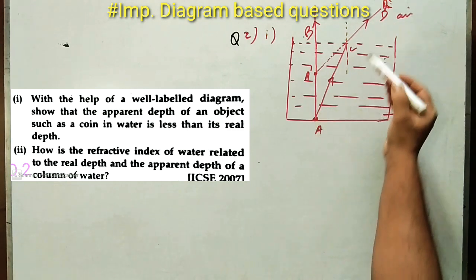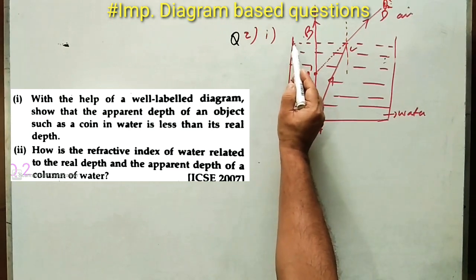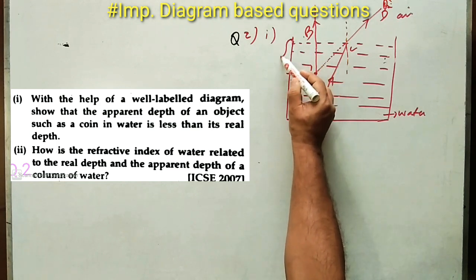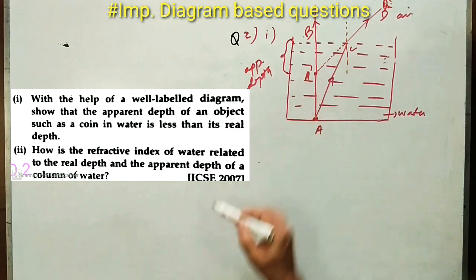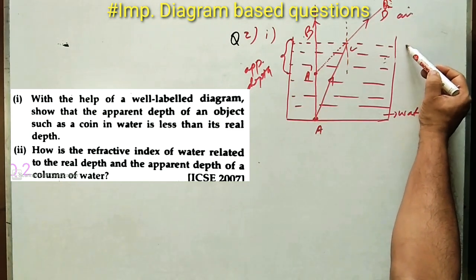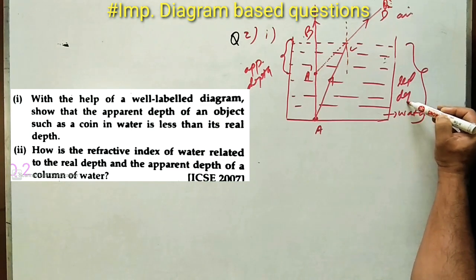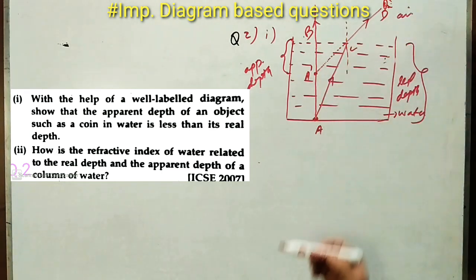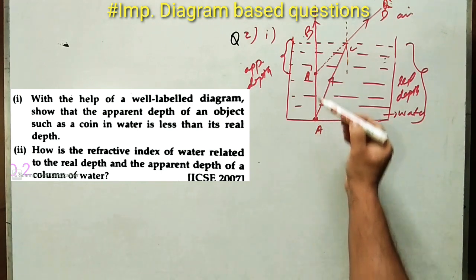All right. So this is the real depth, and what is the apparent depth? This is the apparent depth. And what is the real depth? The real depth is the real depth of the water, and this is the apparent depth of the coin for an observer who is observing from the rarer medium. So A dash is the apparent image of the coin which appears to be raised.